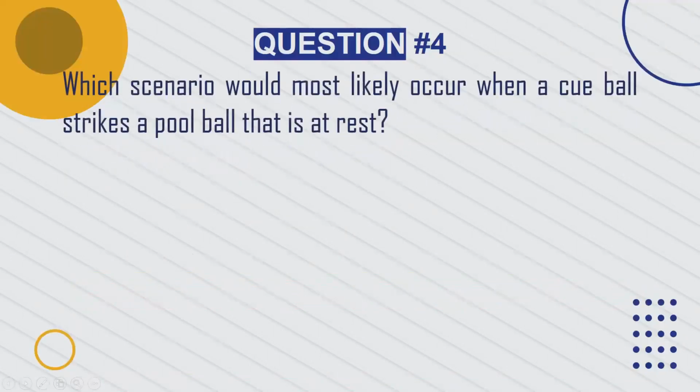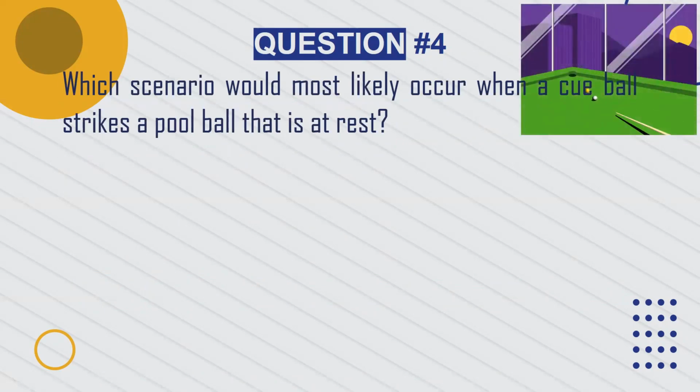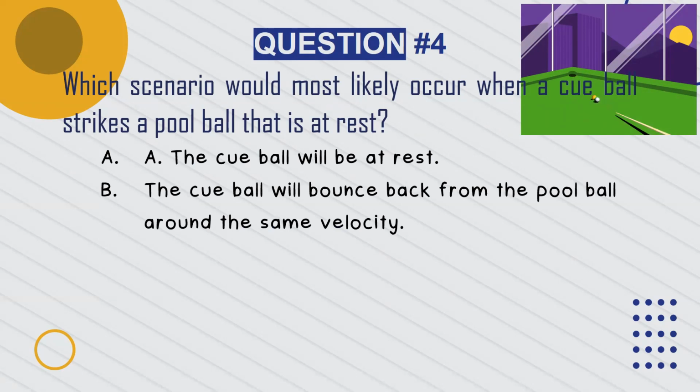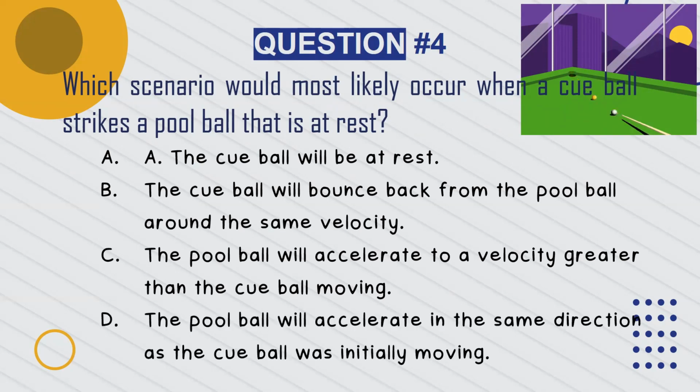Which scenario would most likely occur when a cue ball strikes a pool ball that is at rest? A. The cue ball will be at rest. B. The cue ball will bounce back from the pool ball at around the same velocity. C. The pool ball will accelerate to a velocity greater than the cue ball's. Or D. The pool ball will accelerate in the same direction as the cue ball was initially moving.